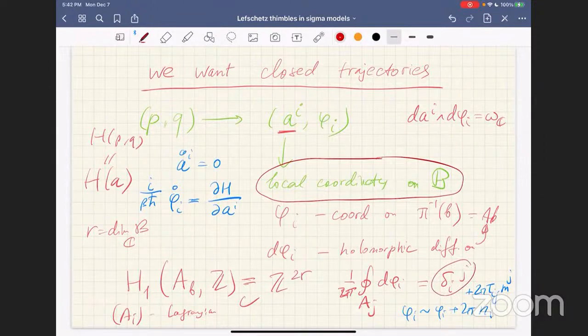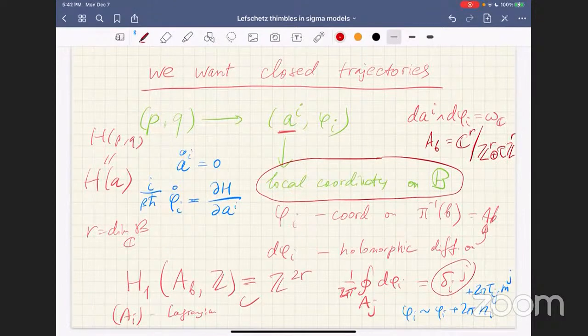What's unusual in this complex case compared to the real case, of course, is that the abelian variety A sub B is a complex torus, so it's the quotient by the 2r-dimensional lattice.